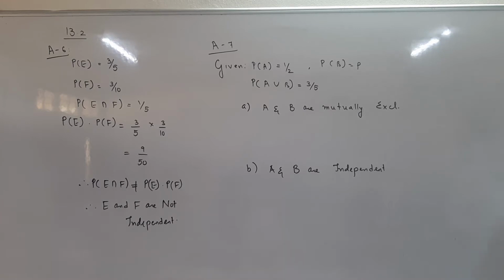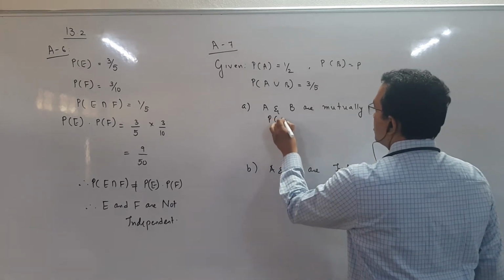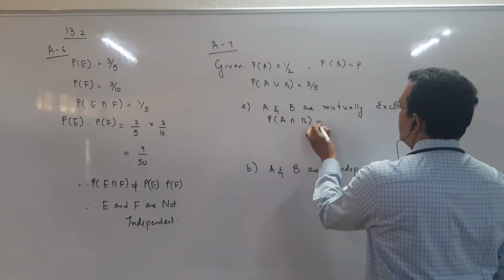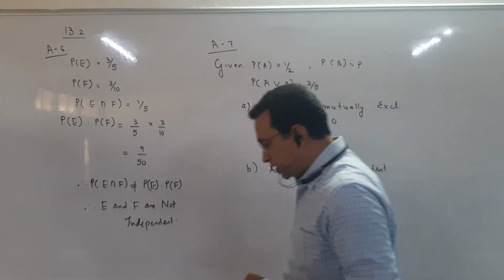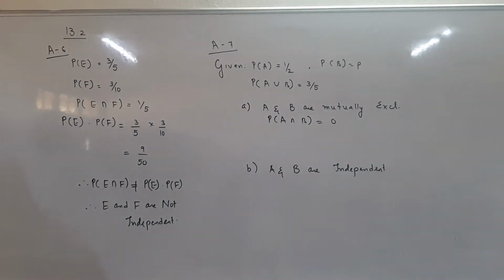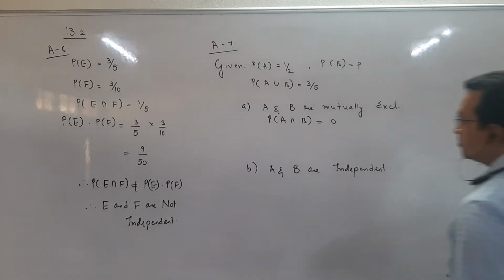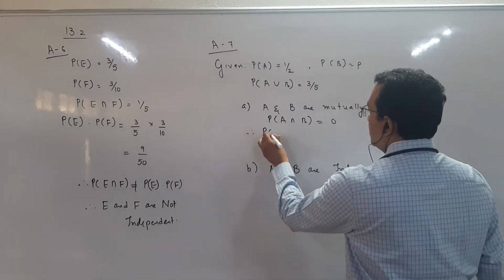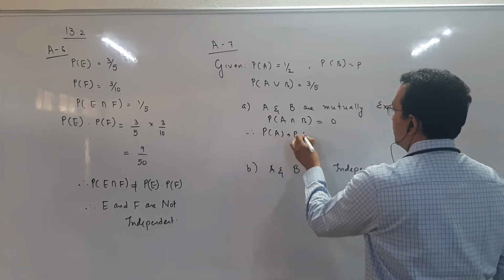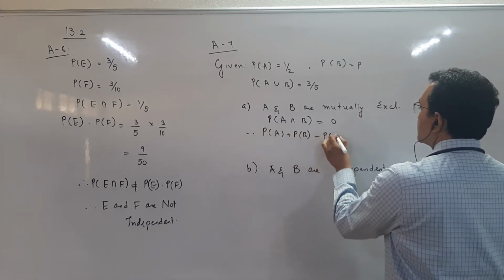Now, if A and B are mutually exclusive events, then P of A intersection B will be 0. Recall the definition of mutually exclusive events. For any two given events A and B of the same sample space, if A intersection B is equal to the null set, then events A and B are mutually exclusive. And from the union formula, we can make P of A intersection B the subject of the formula. So we get this.